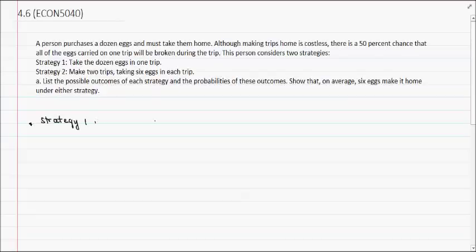Alright, so for strategy 1 we have outcome over here and probability over here. Taking the 12 eggs in one trip, there is a 50% chance all of the eggs are going to be broken, and so we get 0 eggs with 50% probability. And a 50% chance all of the eggs are going to be fine, and we get 12 eggs, with 50% chance.